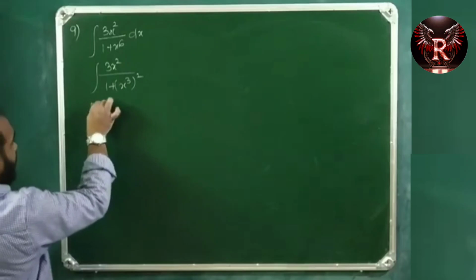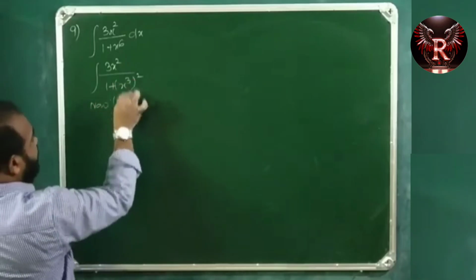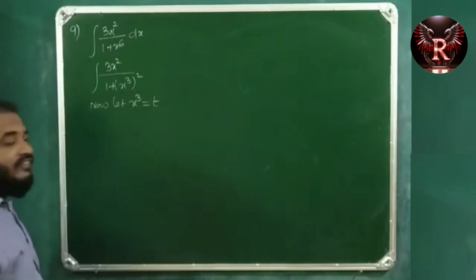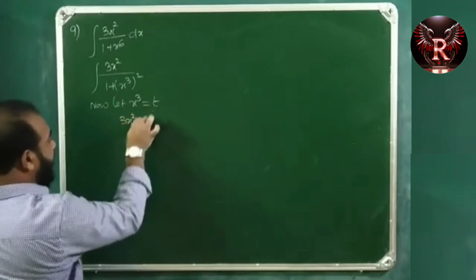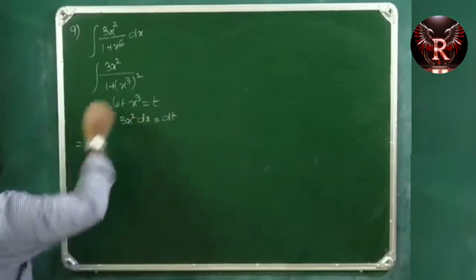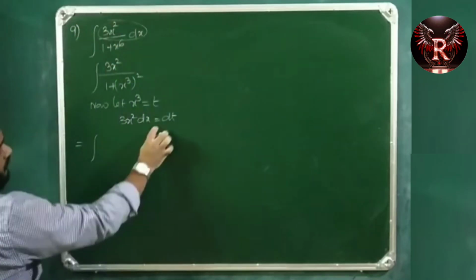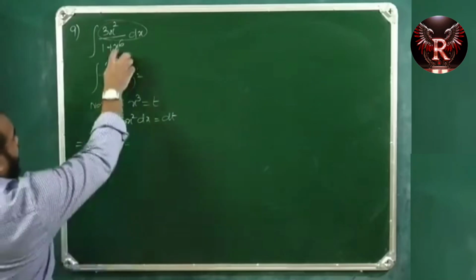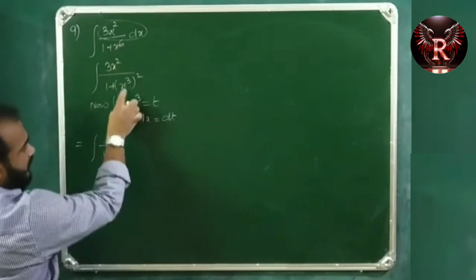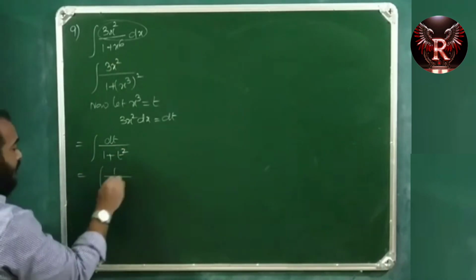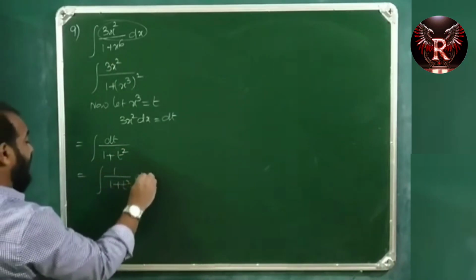Now let this x cube be treated as t. What is the x cube derivative? 3x square dx is equal to dt. So now 3x square dx is dt, divided by 1 plus x power 6, which is x cube whole square. What is x cube? This is t. So this is 1 by 1 plus t square dt.